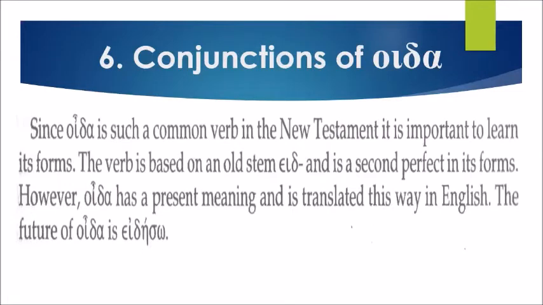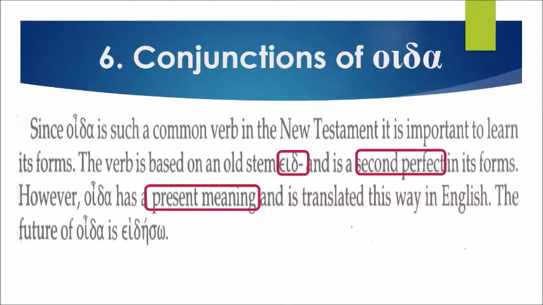Let's proceed to the last, which is the conjugation of oida. Since oida is such a common verb in the New Testament, it is important to learn its forms. The verb is based on an old stem, eid, and is a second perfect in its forms. However, oida has a present meaning and is translated this way in English. The future of oida is eidēsō. Of course, it's very different because it is called the second perfect.